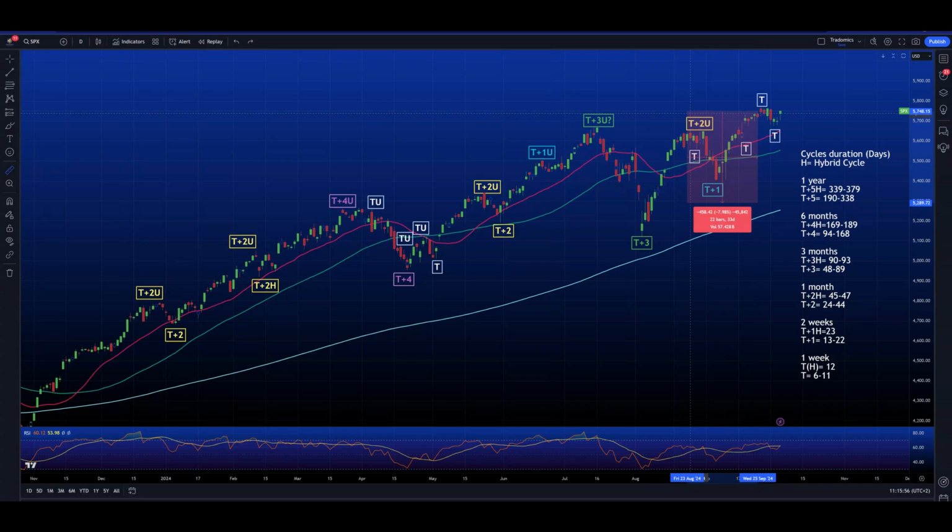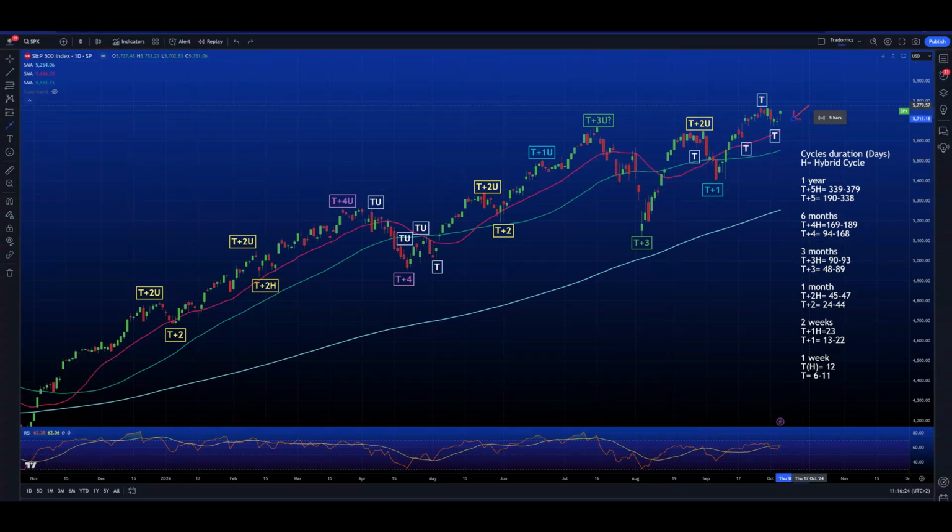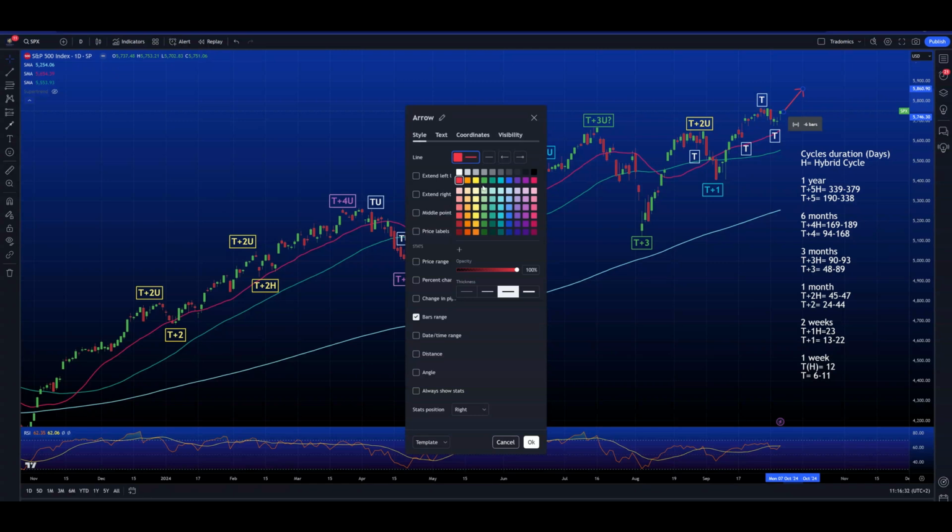And if we drag the duration until yesterday, we have 29 bars. So here we will need to return to this absolute top at 5,767 in order to complete the duration of the T plus 2. Okay, so here, as opposed to the Nasdaq, we expect to return to the all-time high, and therefore here I can put the arrow in green like this.